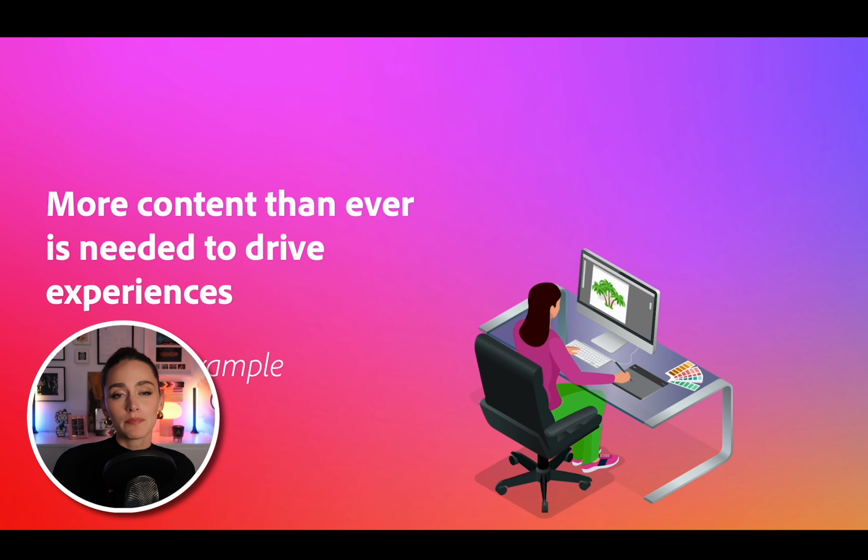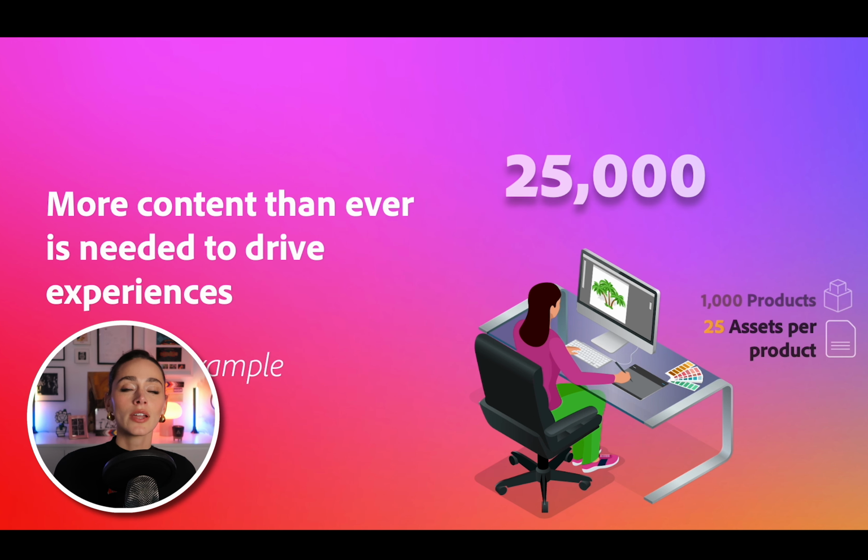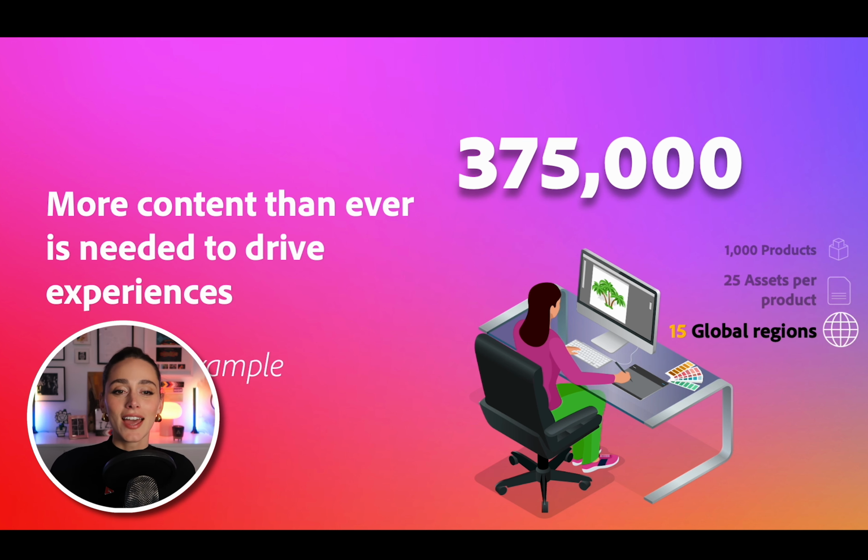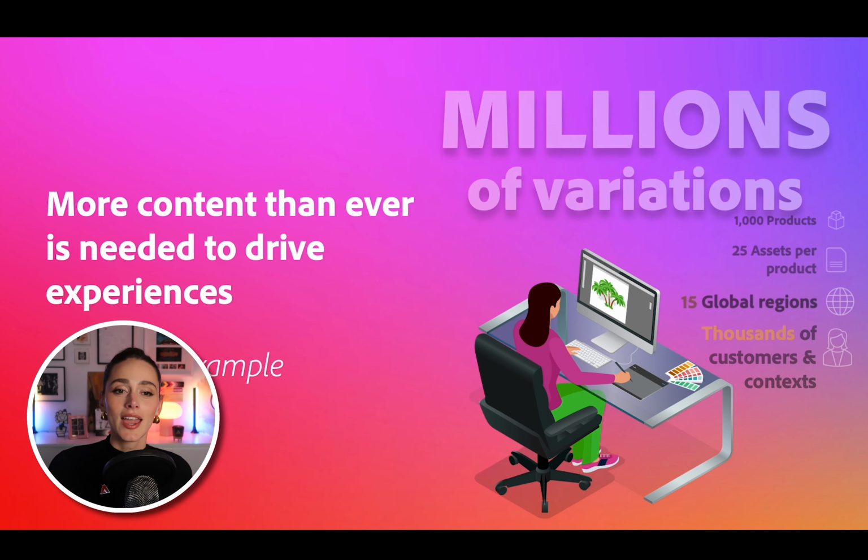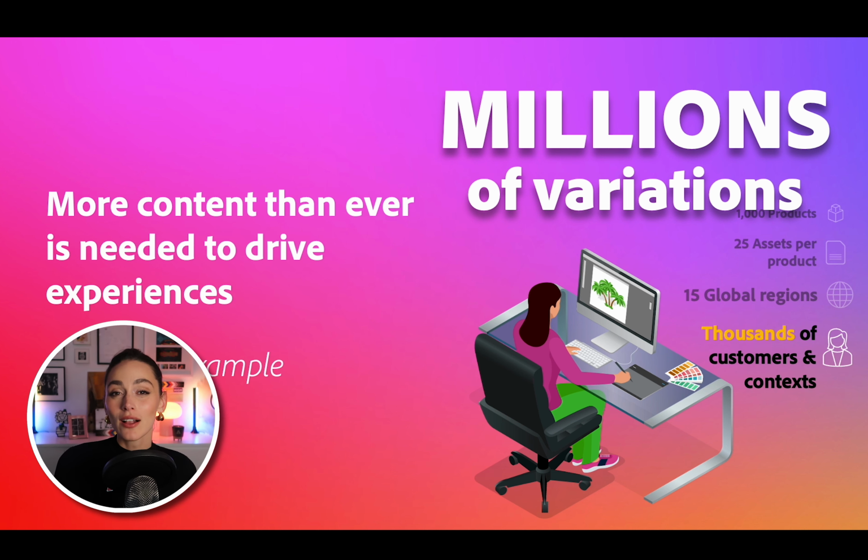We all know this. But let's take a basic catalog example and crunch some numbers for a moment. Let's say your company has 1,000 products to put into a catalog, and we need to create 25 asset variations for all the different media types for those 1,000 products. And then, of course, we have to tailor all those assets to the 15 different regions that we service for our company.